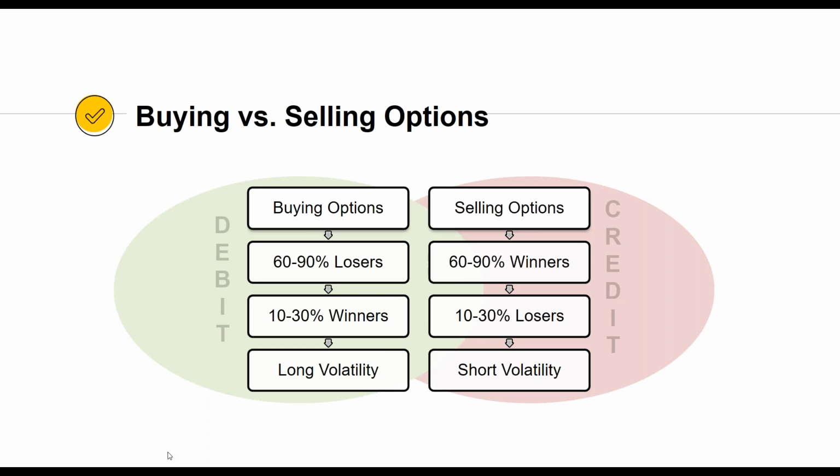Here are the key differences between buying and selling options. When you buy options, you're going to lose 60 to 90 percent of the time. You just have to make sure that your winning trades are a good deal more than your losing trades. Whenever you buy a debit, a call, or a put, you're long volatility. Selling is just the opposite. Whenever you sell, you're going to win more often than not, but your losers are going to be a lot more than your winners. And then you're short volatility.